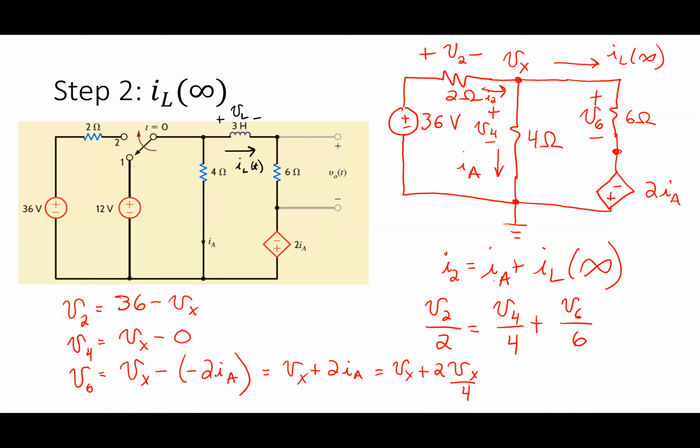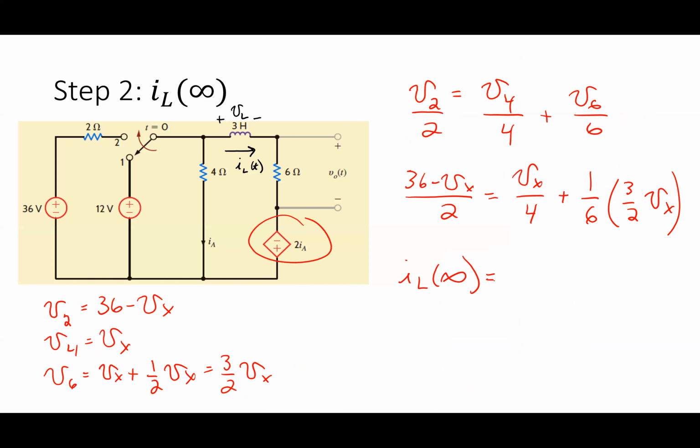Well, remember the circuit we're looking at is that circuit now, because we're looking at the steady state condition, so the inductor itself is gone. So I'm looking for the current through that 6 ohm resistor, right? So I would say it's the voltage across the 6 ohm resistor, which would be V6 divided by 6. Or the 3/2 Vx divided by 6, right? This current right here is IL of infinity.